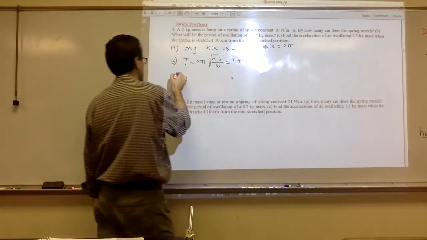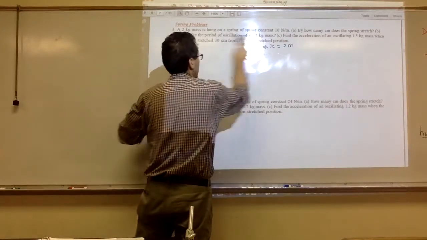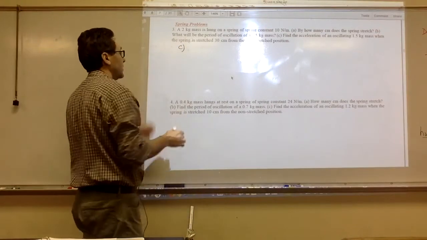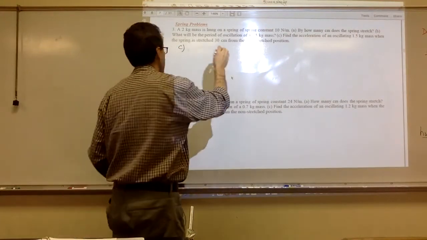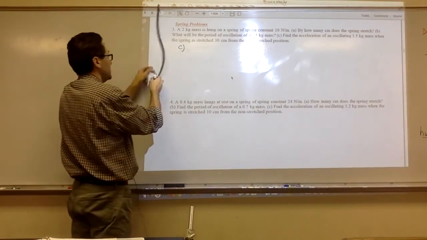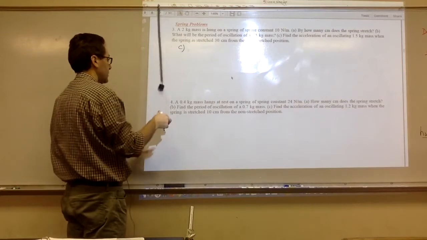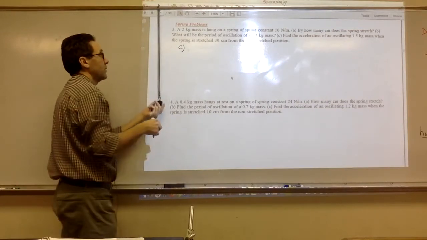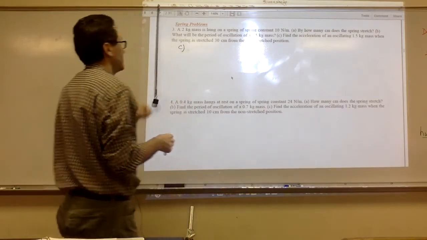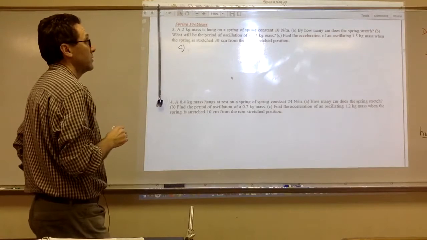Okay, letter C. I'm going to do that up here because I think I'm going to need the room. This is from the non-stretched position, meaning this is not stretched and you're going to drop it. So at 30 centimeters, it should be still above the equilibrium position, which you can find, by the way.